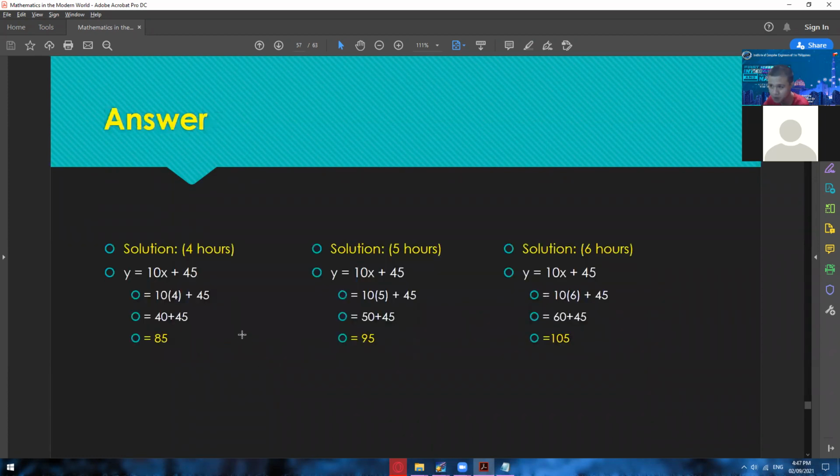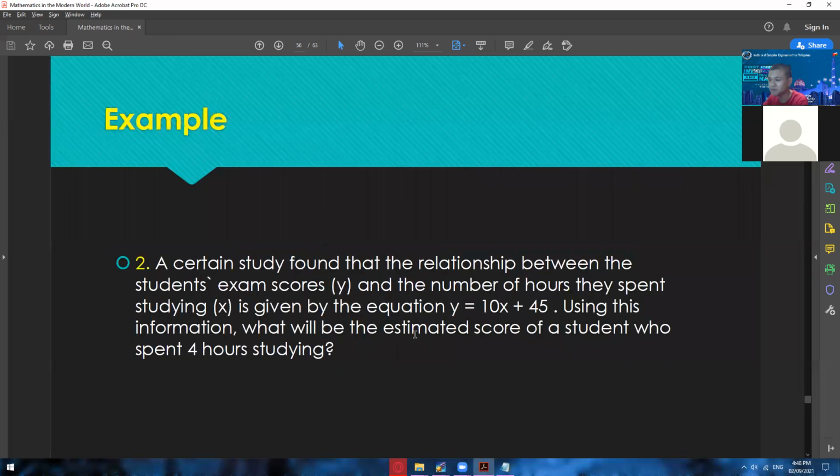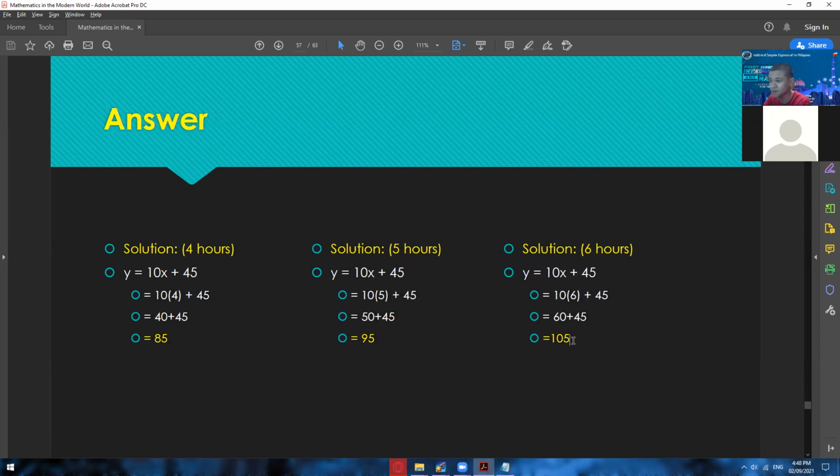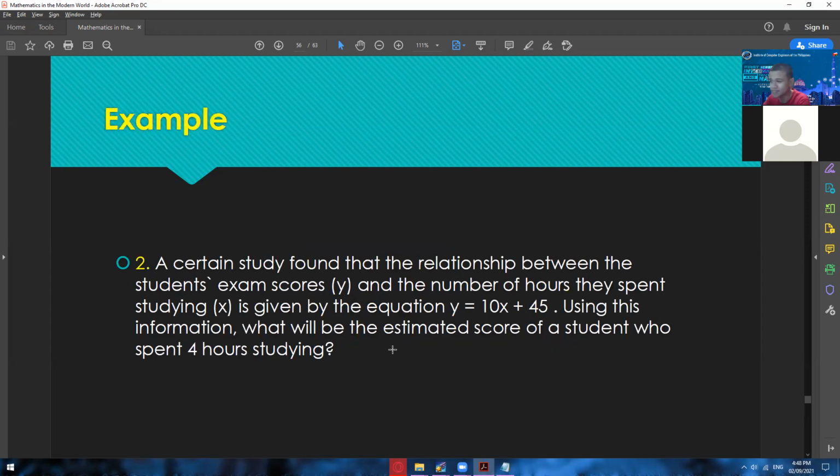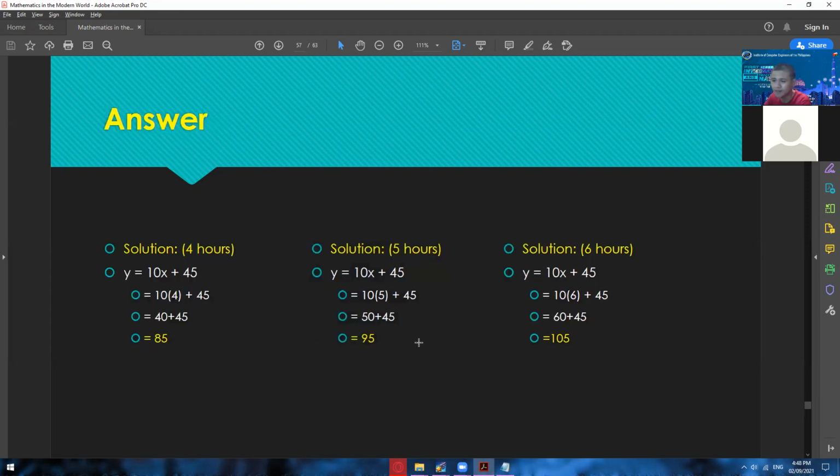So only if Dante studied 1 more hour, then he will get 95 out of 100. And then only if he studied 6 hours, then he can now get 105 out of 100. Okay, well, this one is not the same for every student, since some are geniuses, like they only need to study 1 hour, but they will still get a perfect score. And then the others, even though they've studied 10 hours, 12 hours, but since they are not that intelligent, they are still getting an average score, like maybe 60, 70, 50, something like that.